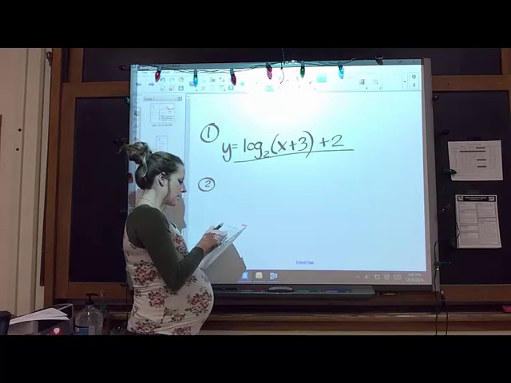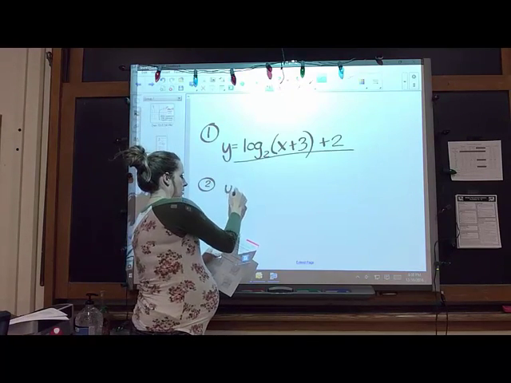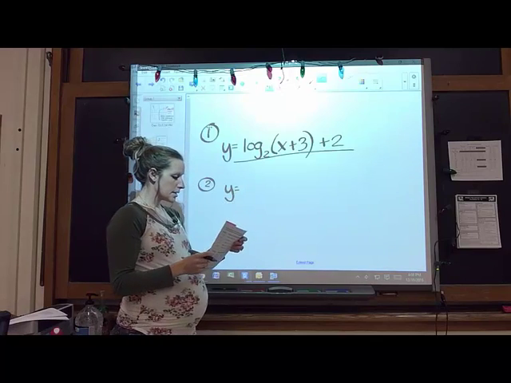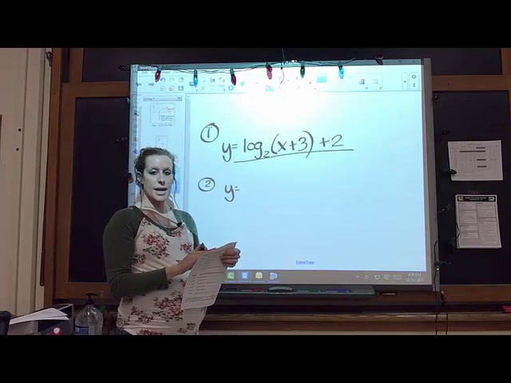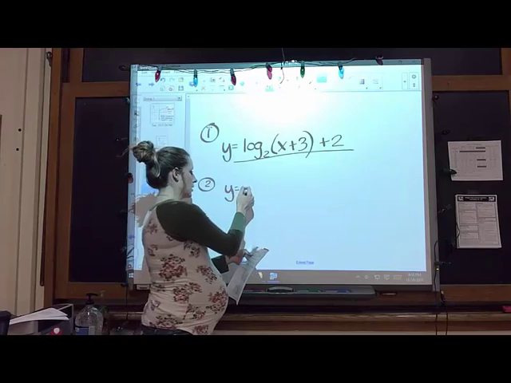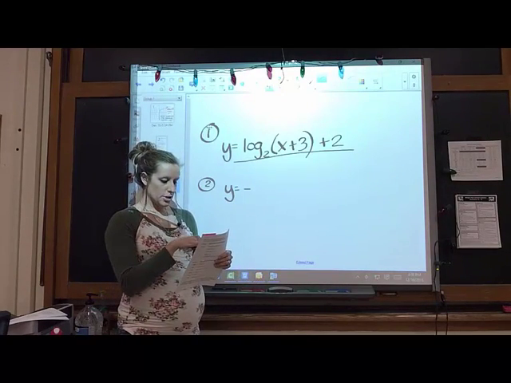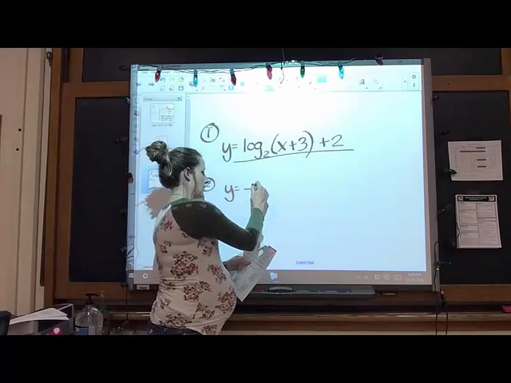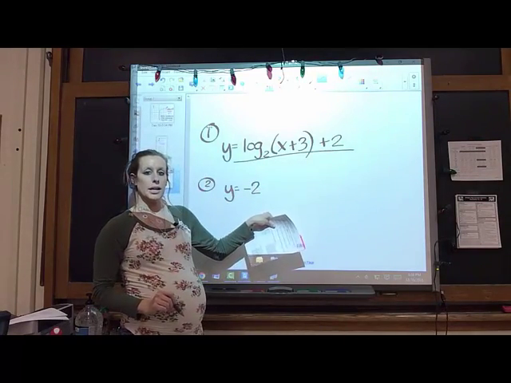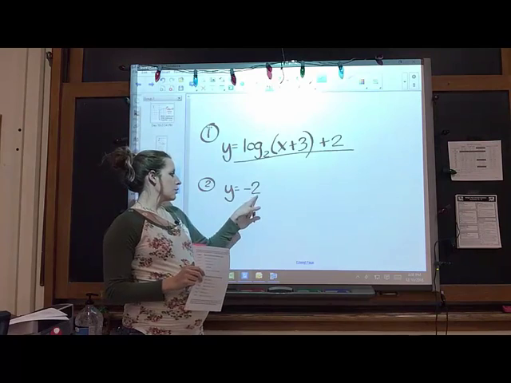Number 2, we're starting with a log base of 2. Okay, and it says we're going to reflect it across the x-axis, which means we're going to have a negative at the beginning. We're going to stretch by a factor of 2. That's also going to be at the beginning. Any kind of stretch will be at the beginning.